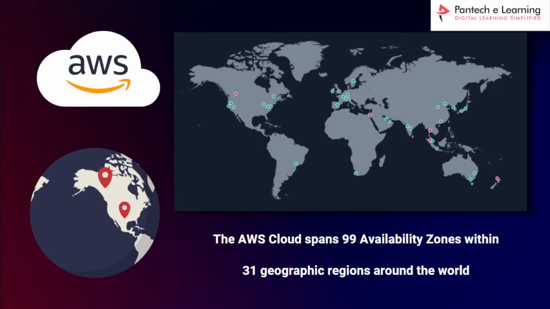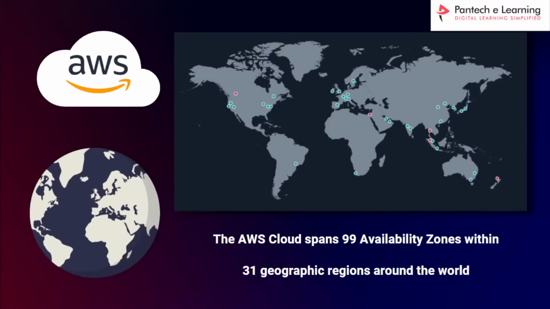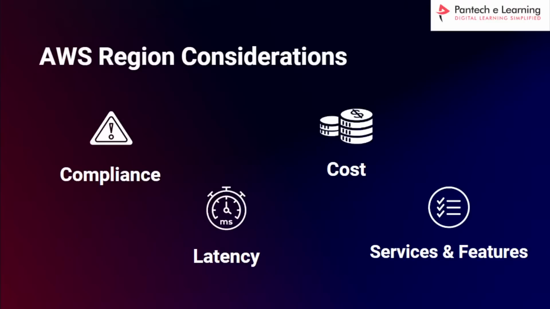We have many regions and availability zones, right? How are you going to select one? There are some AWS region considerations. First, you have to consider compliance. For example, some countries have security rules that data from their country should be stored in their country only. You cannot store it in some other region.